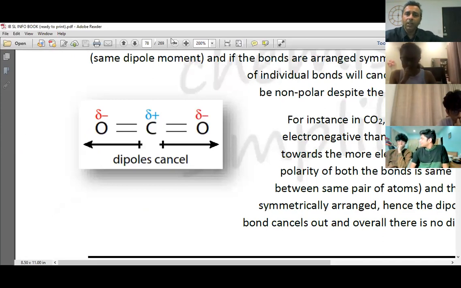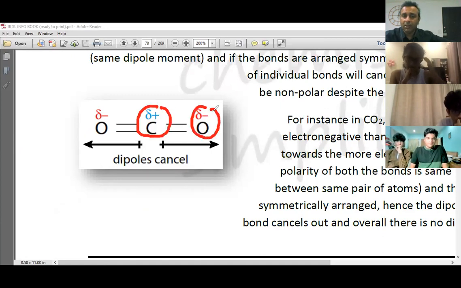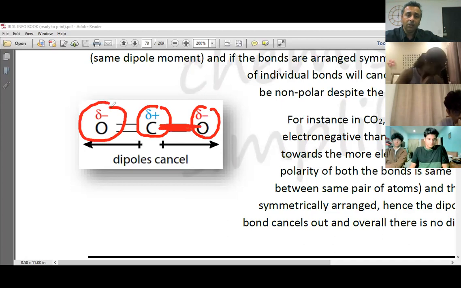If you see in the carbon dioxide molecule, carbon is delta plus and oxygen is delta minus, which means this CO bond is a polar bond. Similarly, this oxygen is also delta minus, so this CO bond is also a polar bond. So there are two polar bonds in the carbon dioxide molecule. Both the C double bond O and C double bond O are polar.